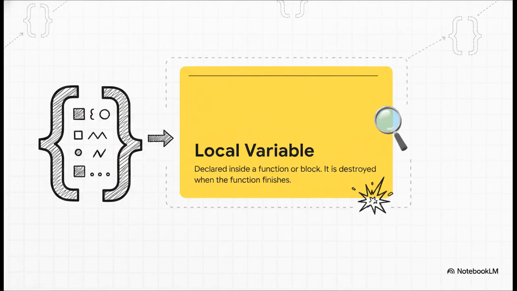So a local variable is declared inside a specific function or even just a specific block of code. Its entire world is restricted to those curly braces. Other functions can't see it, and they definitely can't mess with it. Plus, it has a super short lifespan. The exact second that function finishes running, poof, the local variable is completely destroyed in memory. And honestly, this isolation is a fantastic thing. It prevents weird, unintended side effects and keeps your code really secure and predictable.